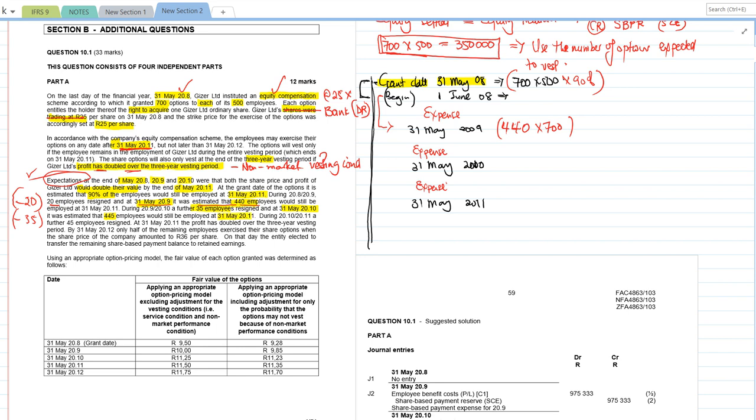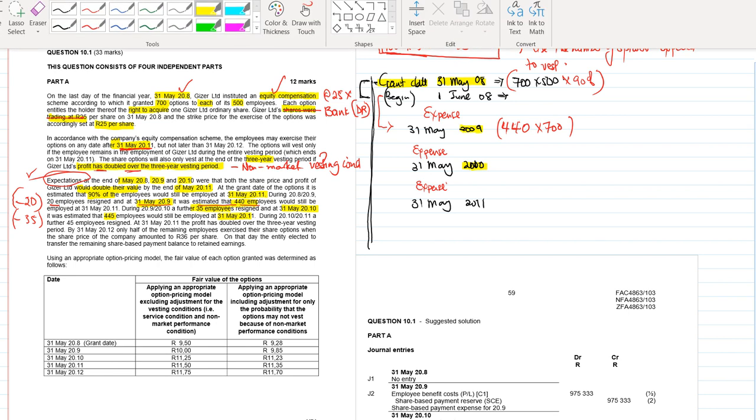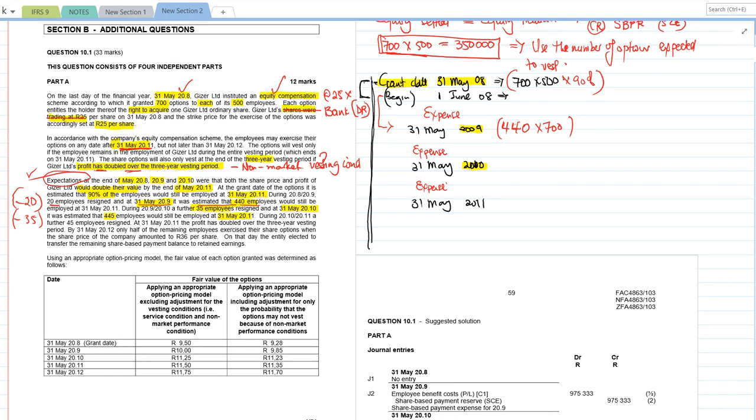May 2011. So guys, I'm now at 2010. And 2009, they said 440. At 2010, they are now saying, I need to make this a 10. Right, at 2010, they are now saying that they expect to have 445 employees, each getting 700 options, right? And then, so those are the number of instruments expected to vest.